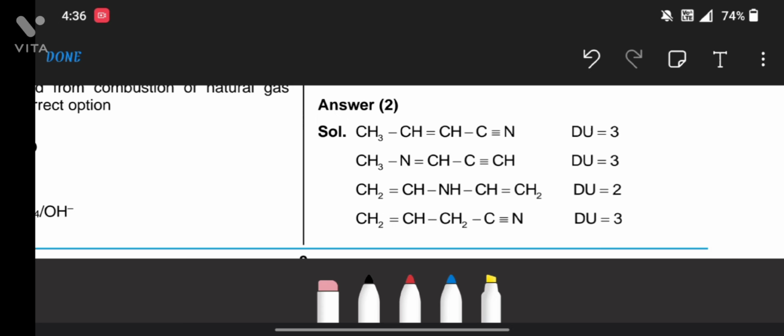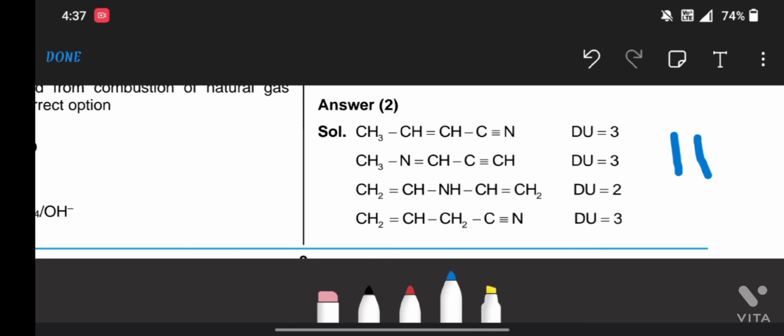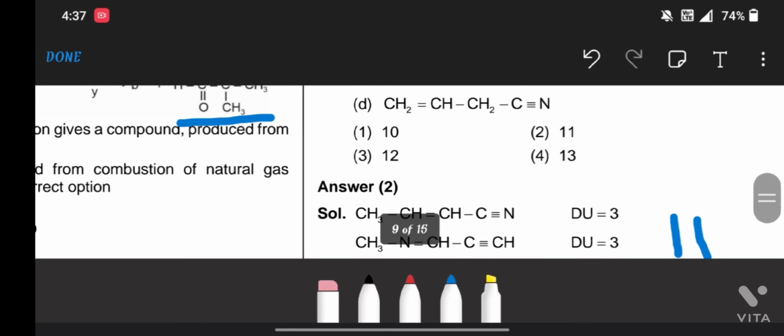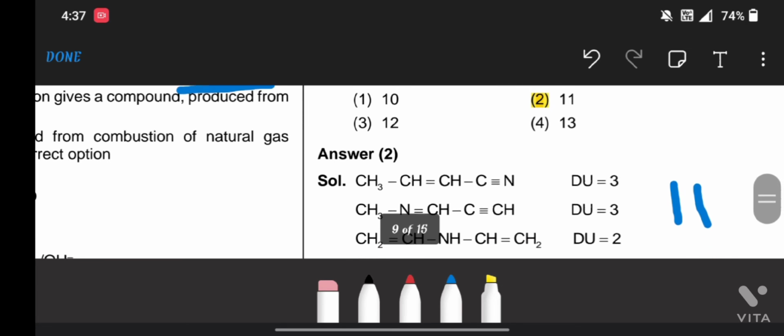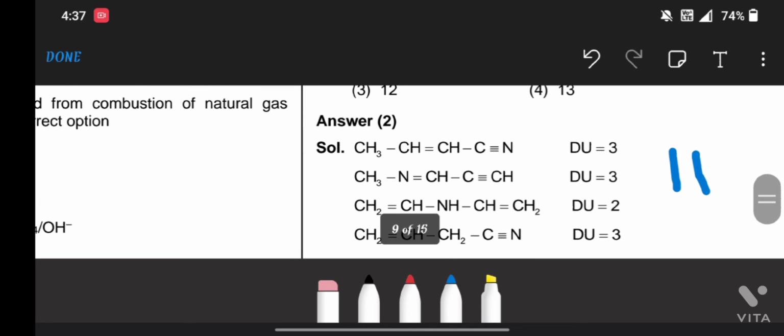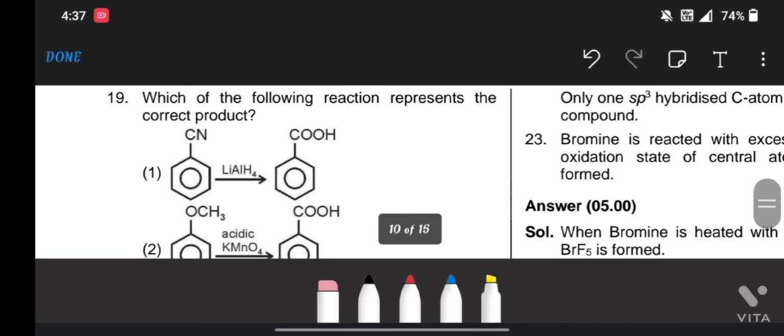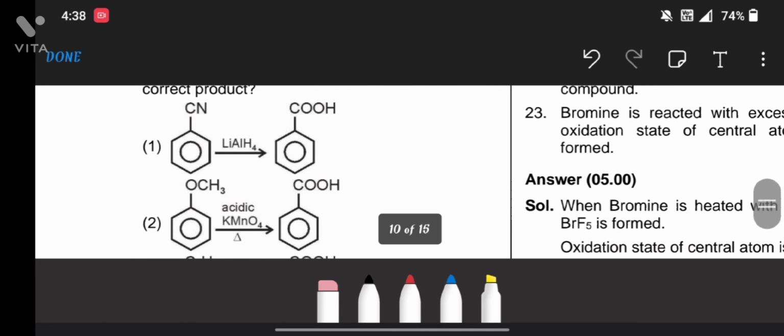Next, if we come to question number 19: which of the following reactions represents the correct product? I will show you the options, it is better because I cannot say the reactions now. You can see the reaction options here: option A, option B, option C, option D. The question asked is which reaction represents the correct product. When the reactant reacts with the reagent, we get the product, and we have to find that.